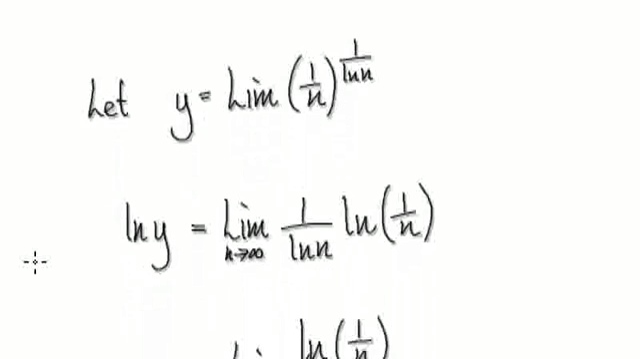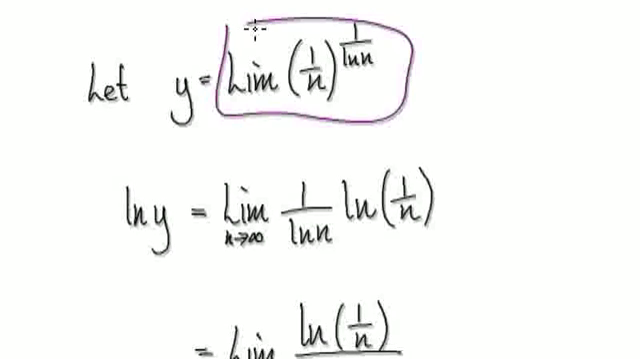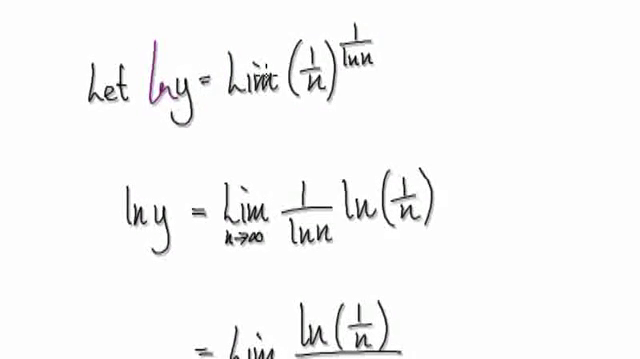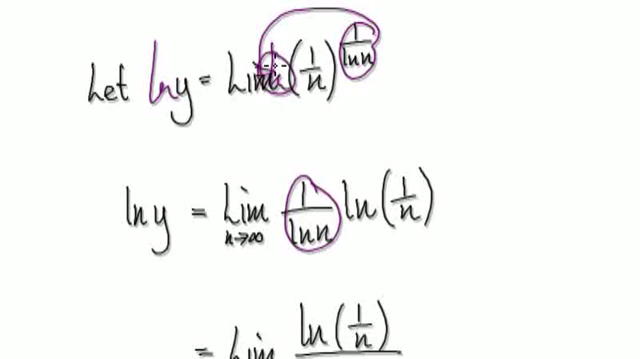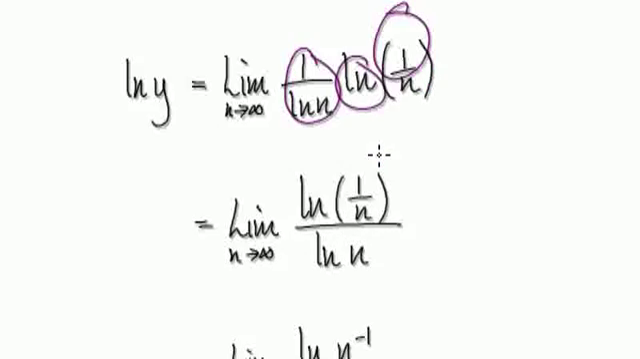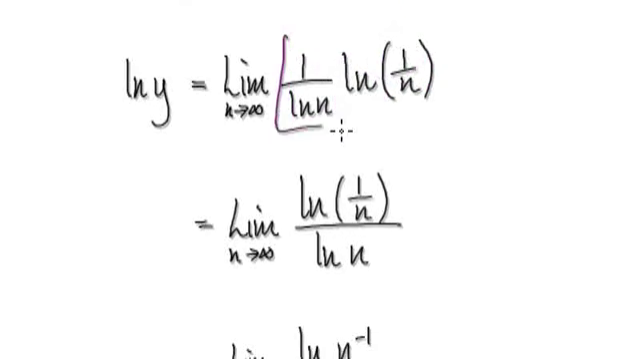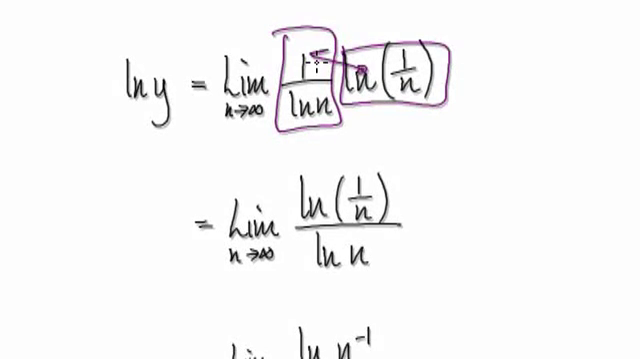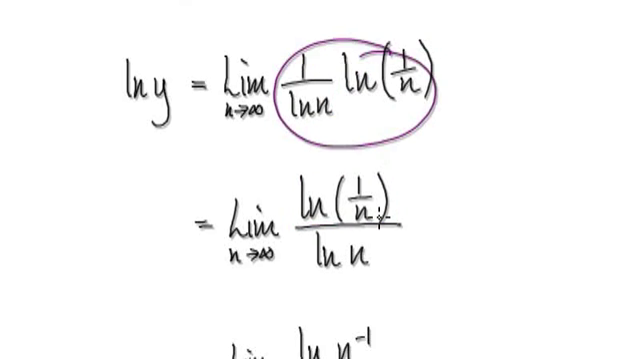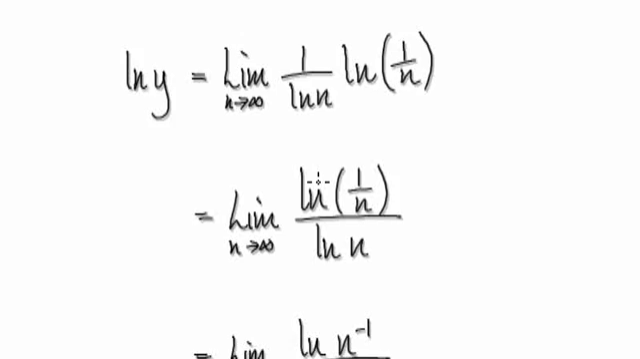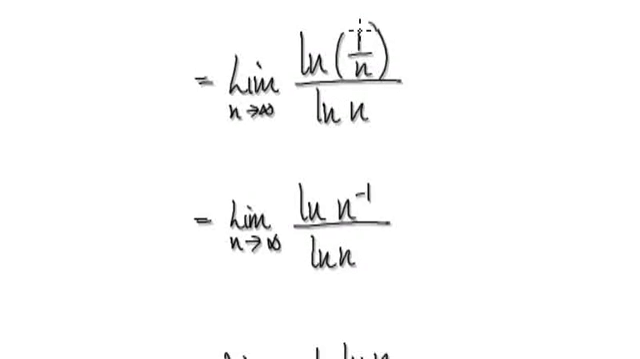Okay, so let's say y is this thing that we're trying to find. So take the natural log of both sides. This thing here will come down, and that will give you this. You've got your natural log here, 1 over n here. So now you've got one fraction multiplying another block. This thing here gets multiplied to the top, giving you this. So now this thing is this, and then rewrite this as n to the power of minus 1.